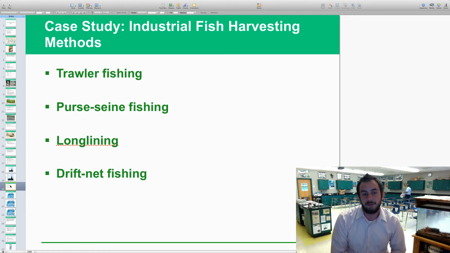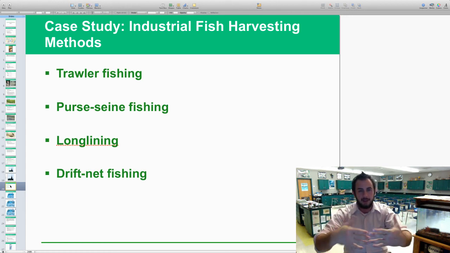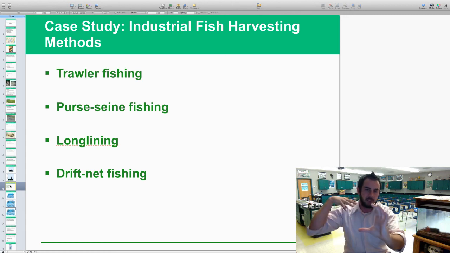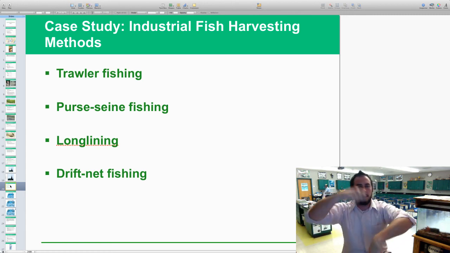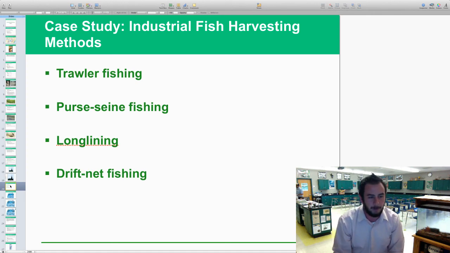And the last one is drift net fishing, where you're basically setting a net in the water column. It has certain mesh holes in it, and the fish swim into it, and they get their heads stuck in it. They can't swim back out, so they get caught. You bring it up, and they're already dead for you for the most part.